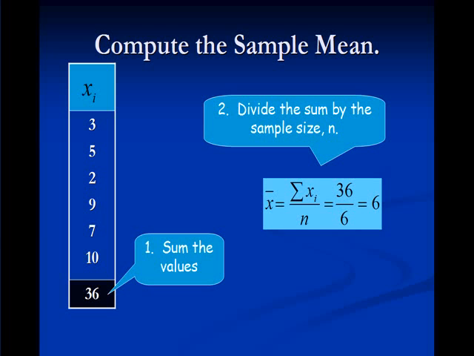Let's make sure we understand the symbols here. x-bar is the sample mean. Then we've got the sum of the x sub i. That just means add up each of the x's. And then small n is the sample size.